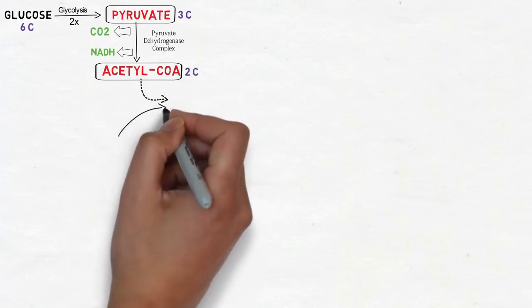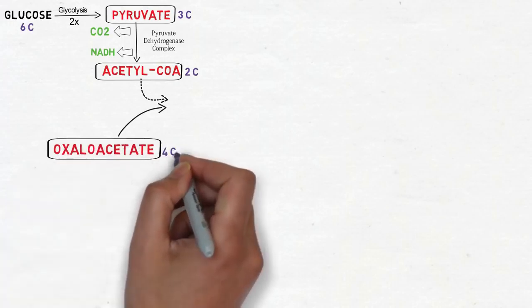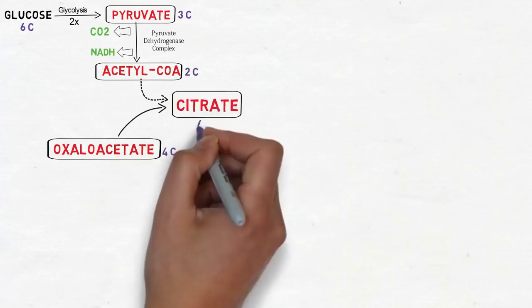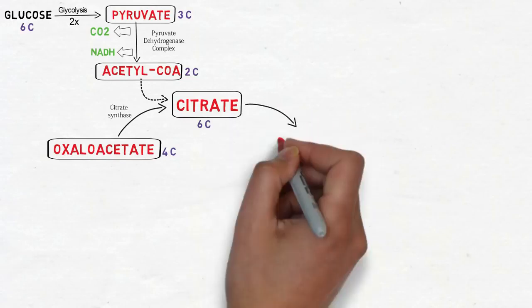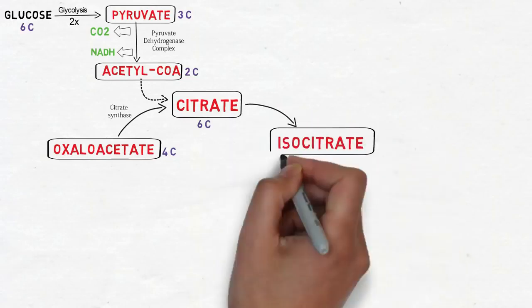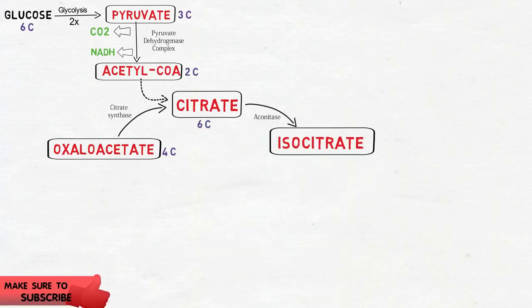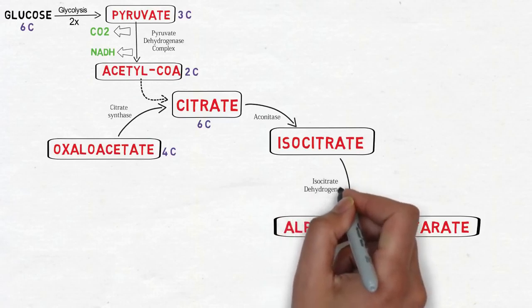In the next step, the acetyl-CoA combines with oxaloacetate, which is a 4-carbon compound, to form citrate. And hence the resulting molecule is a 6-carbon compound. This reaction is catalyzed by the enzyme citrate synthase. In the next step, the citrate is isomerized into isocitrate by the enzyme aconitase. Next, the isocitrate is oxidized into alpha-ketoglutarate by the enzyme isocitrate dehydrogenase.